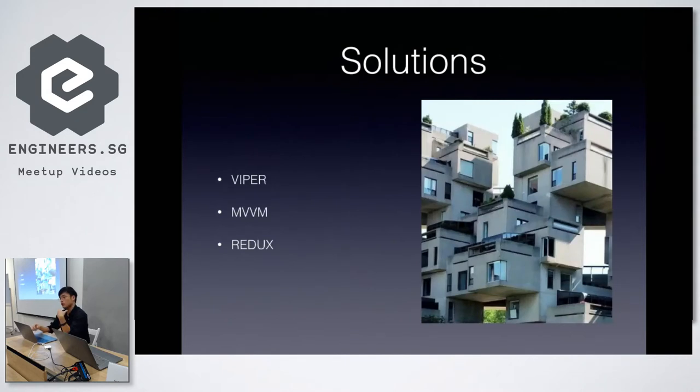So, in order to solve this sort of architectural problem that arises from MVC, which stands for Model View Controller, a lot of people believe that a new architecture is needed. That's debatable, but that's not a topic of today. So over the past years, I think since 2015, a lot of people have been coming up with architectures trying to solve the MVC problem. And some of the famous architectures are namely VIPER, MVVM, and Redux.